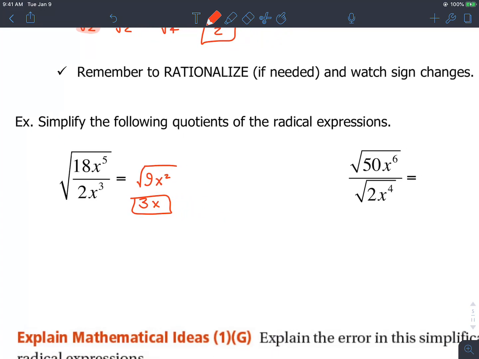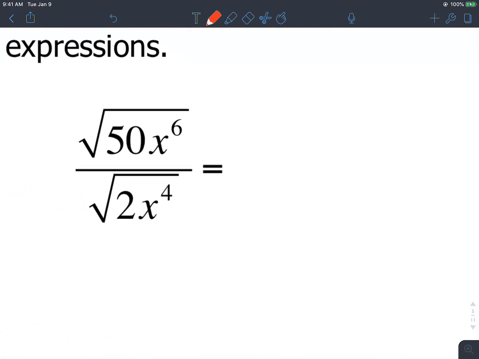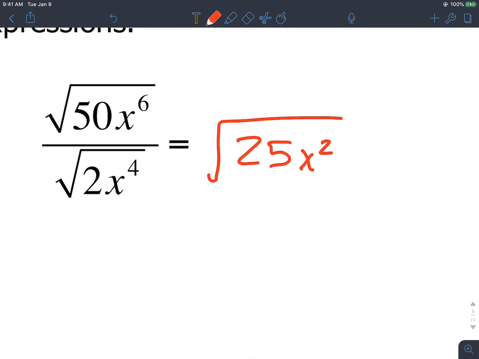Okay, so let's see what's going on here with this next one. Yeah, pretty much the same idea here. Reduce them first. 50 over 2, that's going to be 25. X to the 6 over x to the 4th. When you subtract your powers, that's going to be x squared up there in the top. And then we're going to do the square root of all that. Square root of 25, that's going to be just regular 5. Square root of x squared, that's just going to be x.